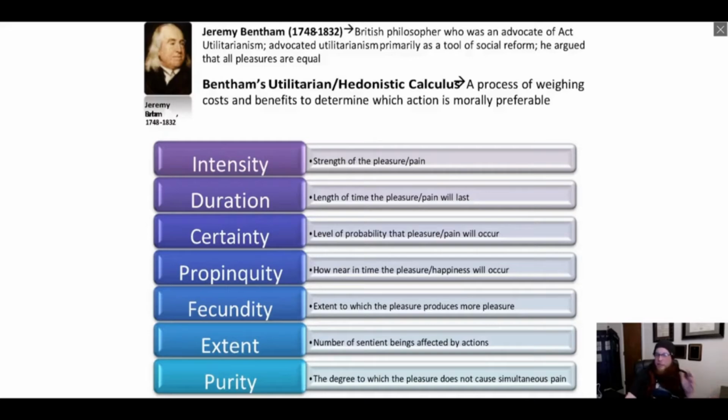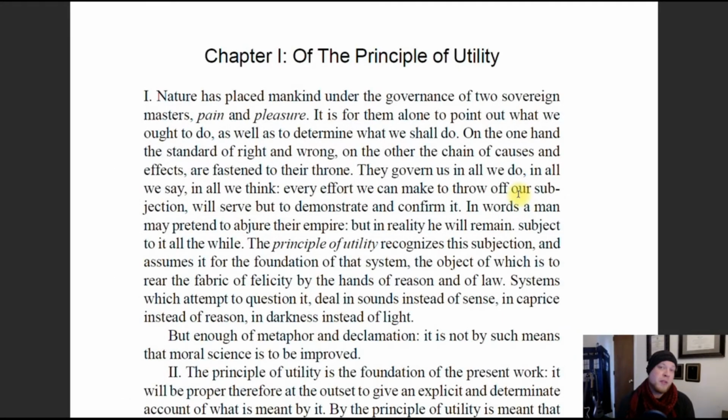like David Hume, Jeremy Bentham is probably the first well-known utilitarian. So what we're going to do is we're going to get into a little bit of his book, Principles of Morals and Legislation. Let's start at the beginning. First off, he begins this work by talking about what he calls the principle of utility, where utilitarianism gets its name. He says this: nature has placed mankind under the governance of two sovereign masters, pain and pleasure.